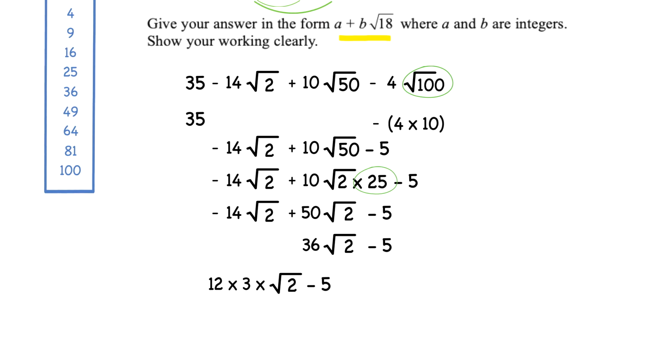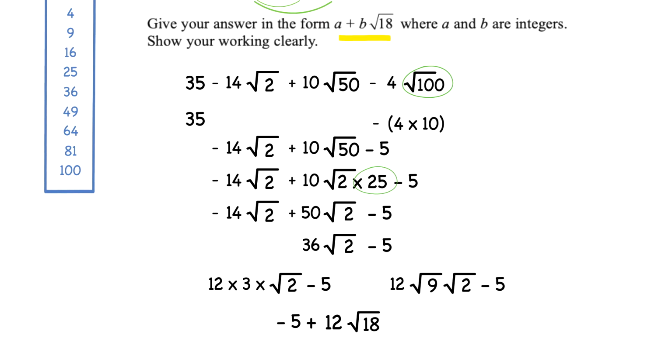3 is the same as root 9, because the square root of 9 would be 3, and 3 squared would be 9. So we can instead write that down as 12 root 9 root 2 minus 5. When we're timesing two sides together, we put them under the same root, so it'll be 12 root 9 times 2, which will be 12 root 18 minus 5. When writing your finalised version of the surd, it's always better practice to put your number in front. So we end up with minus 5 plus 12 root 18.